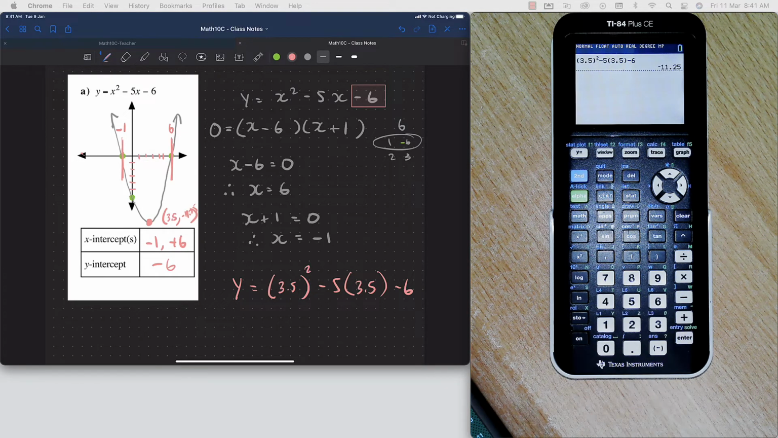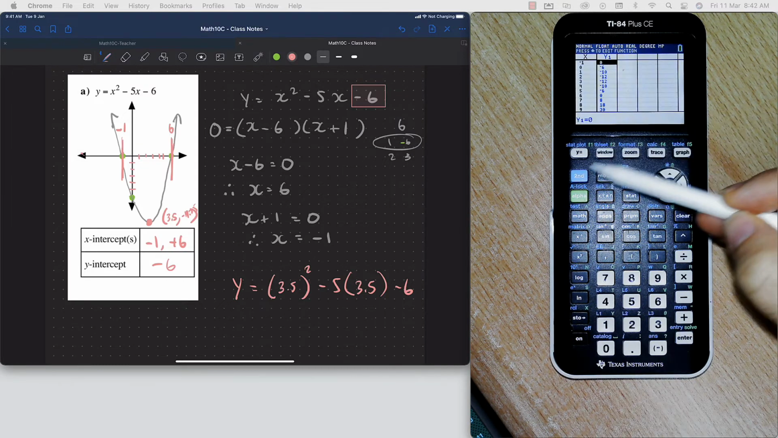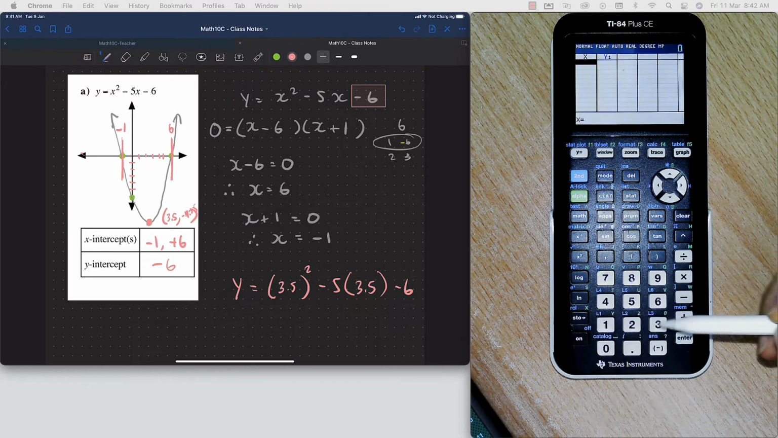Now remember, I can also go back into my table and go to my table set, and again, because it's a 0.5, I could just come down here and say, well, let's just ask the table, if x is 3.5, then what is the value of y? And it says negative 11.25. So I verified using the table again.